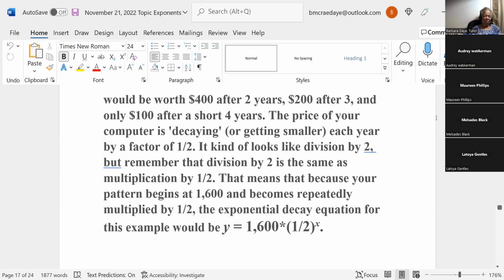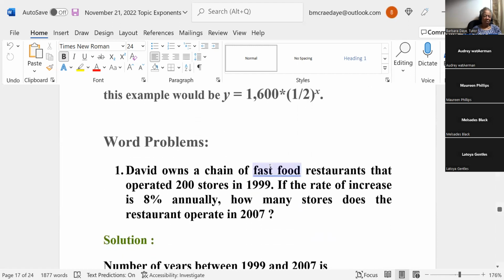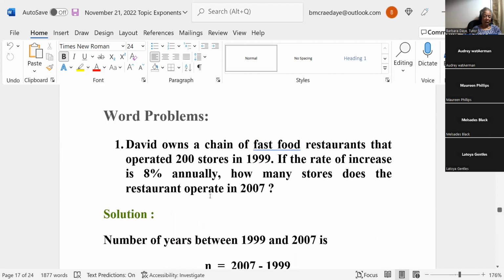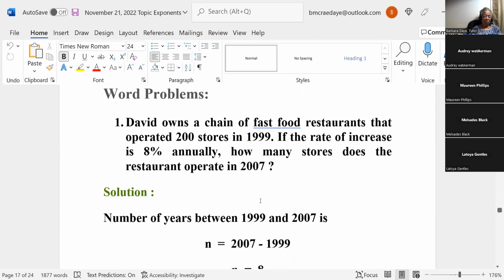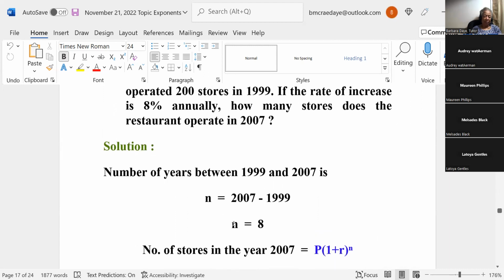Okay, and I think I have a problem on houses. Now, okay, here's a problem here. This is fast food restaurants, and this is an increase. 200 stores in 1999. Now these are increasing 8%. How many stores does a restaurant operate in 2007? So the years between 1999 and 2007 is 8.